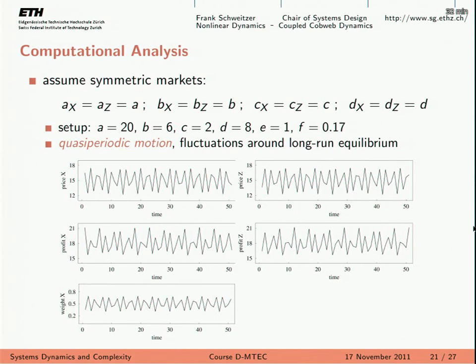On the left side, the left column is the price in market X, and immediately next to it is the price in market Z. And you can see that one relationship you can immediately uncover is when the price is high in market X, it's correspondingly low in market Z. I mean, you would expect that, right?